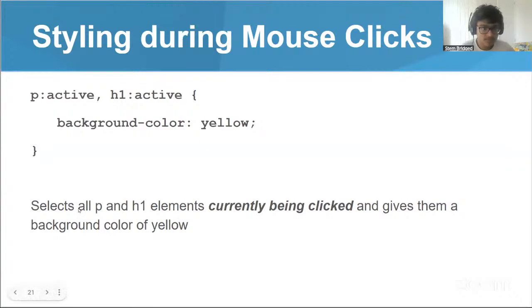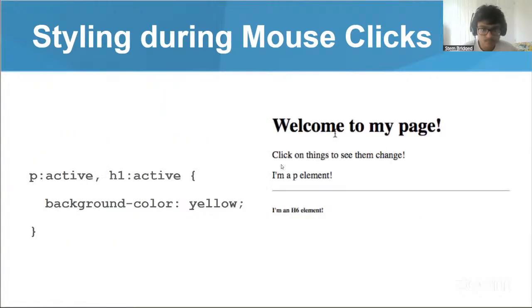Okay, this CSS rule selects the P elements that are currently being clicked, which is the active selector, and the H1s that are actively being clicked. So whenever you use a comma, it selects both of these selectors at the same time, and then it applies these rules to both of them. So here's what happens whenever you click on a P or an H1, it sets the background color to be yellow.